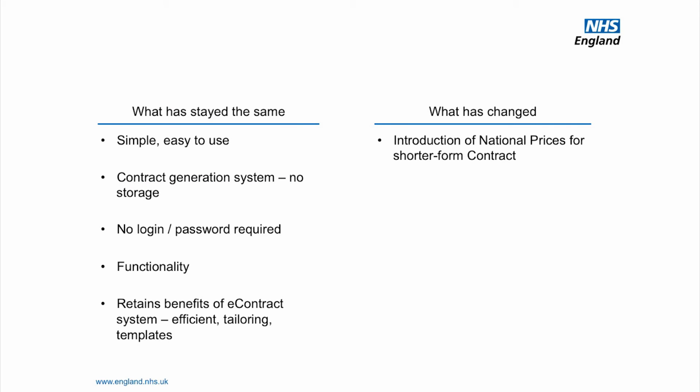So starting with the e-contract. The e-contract system will remain largely unchanged for 2017-19, as most stakeholders have told us that they like the simple and easy to use system. So the system will host both the full length and the short form contracts and will remain essentially a document generation system. So no login or password is required to access e-contract, and it can be used by commissioners and by providers alike. The e-contract functionality is largely unchanged.